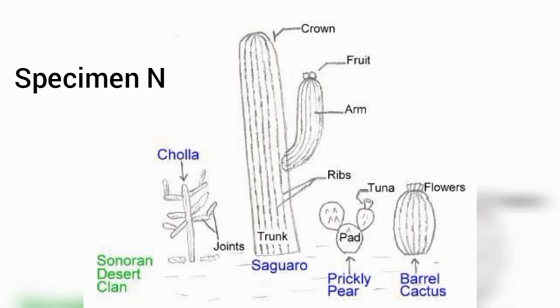Now let's move to specimen N, which is cactus plants. Cactus plants are always found in arid land. Arid land means desert, a place that lacks water. So what are their characteristics? Just like the diagram you're seeing there, they have flowers with ovaries that lie below the sepals and petals. They are disc-like in shape.